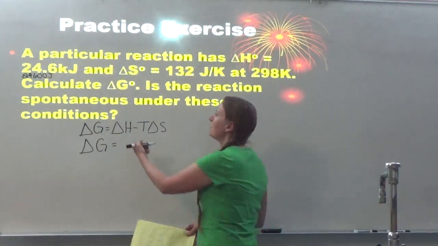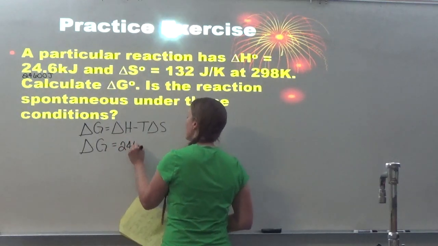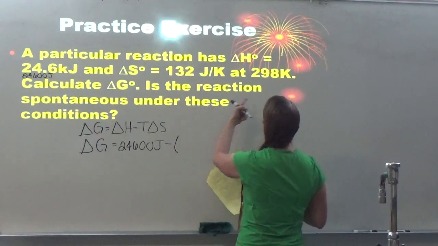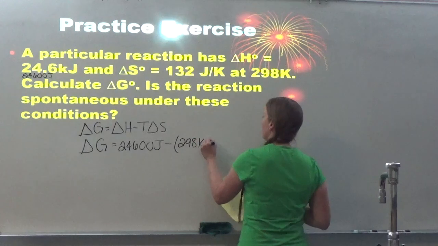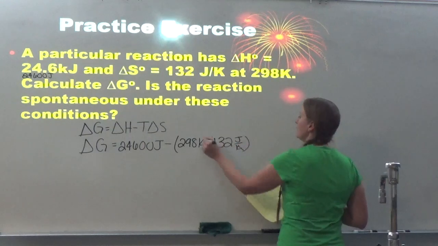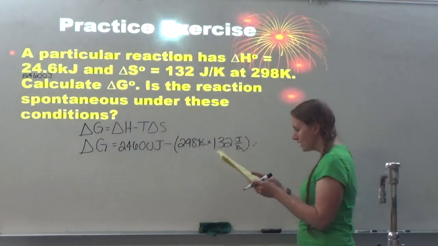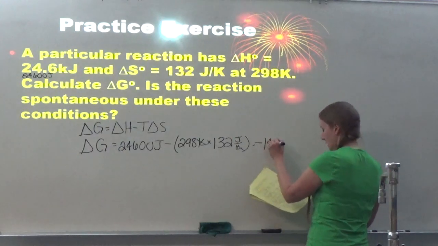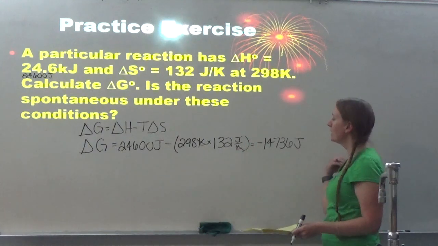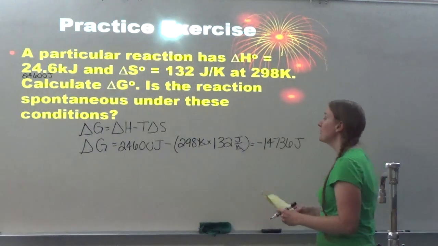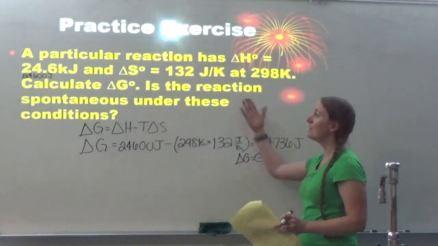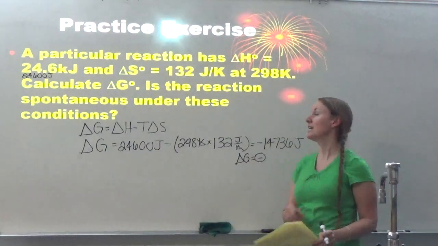All right, so my delta H is 24,600 joules minus, and then I do my T, which in this case is 298 Kelvin, times my delta S, which is 132 joules per Kelvin. And so if you look, my Kelvin cancels, and so once I do my math, I got negative 14,736 joules, which of course, if you did kilojoules, you would have just gotten negative 14.7 kilojoules, but the important thing is delta G is negative. So if delta G is negative, then this reaction is spontaneous or thermodynamically favorable.